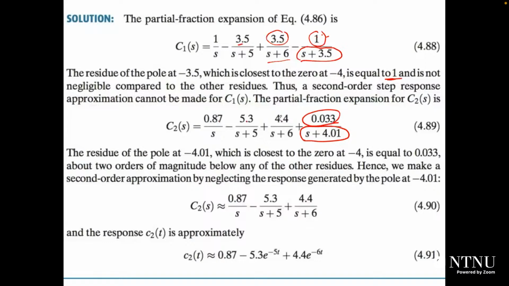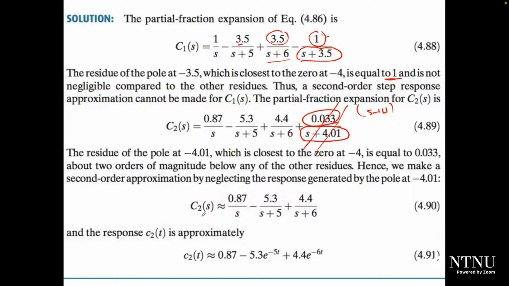So in this case, the residue of the pole at minus 4.01, which is closest to 0, is close to the 0 at minus 4, because here we have S plus 4. This residue is 0.033, which is about 2 orders of magnitude below any of the other residues. Hence, we make a second order approximation by neglecting the response generated by the pole at minus 4.01. We can just ignore that part.